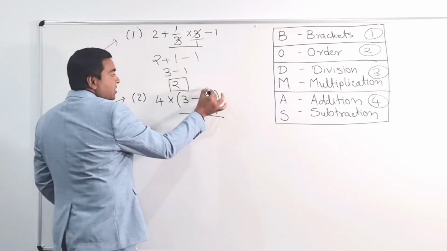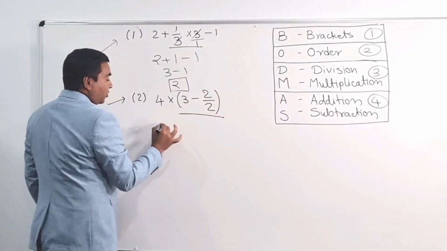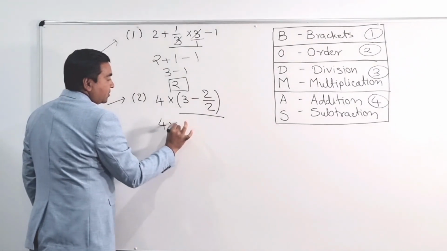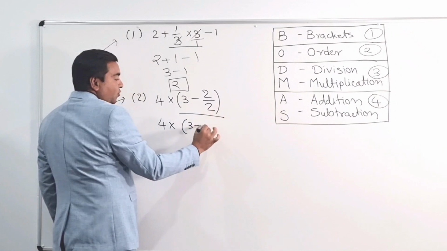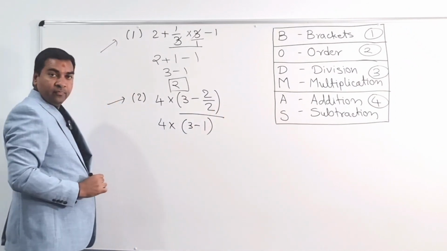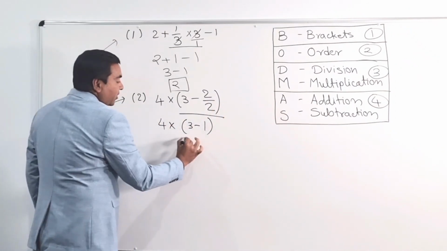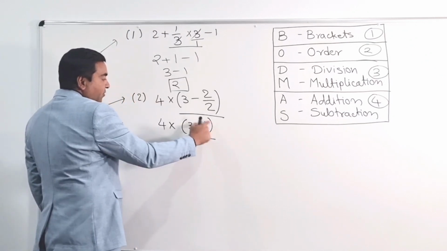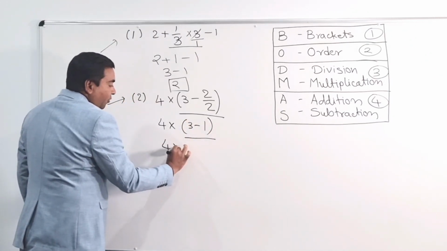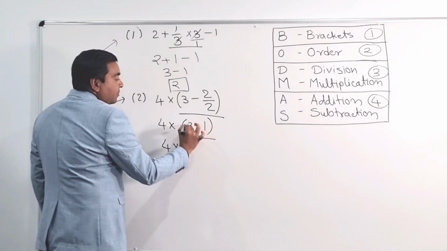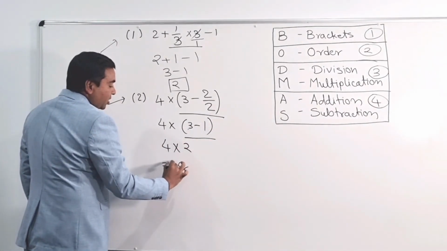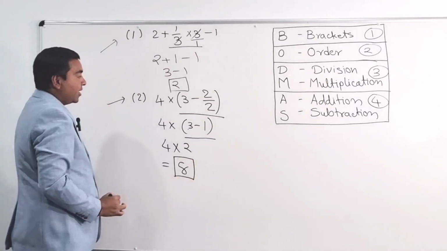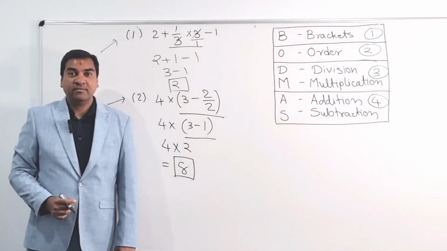So I'll be just focusing on 2 over 2. That's going to be 4 times 3 minus 2 divided by 2 is 1. That's what I'm going to work out. Still, I have a bracket, so I'll be resolving this bracket first. 4 as it is, and 3 minus 1 is just 2, and 4 2s are 8. So 8 is our final answer of the second question.